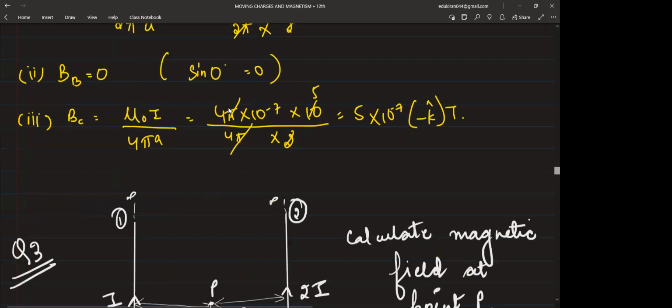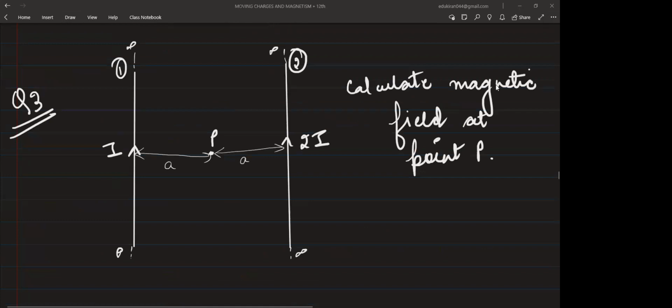Okay, see, this question is also based on the magnetic field at point O. Wait, I'll just change my internet. I think my voice is breaking. Wait. Okay, now I think it would be better.